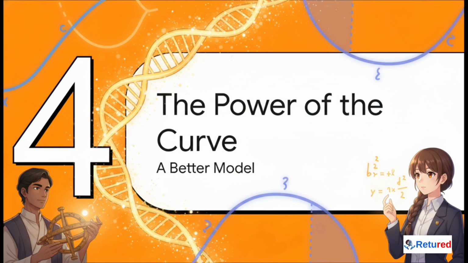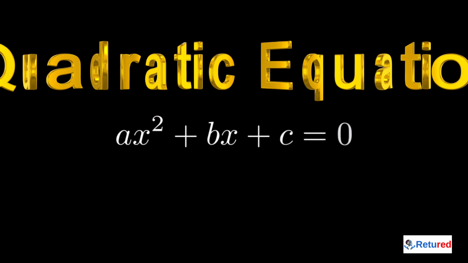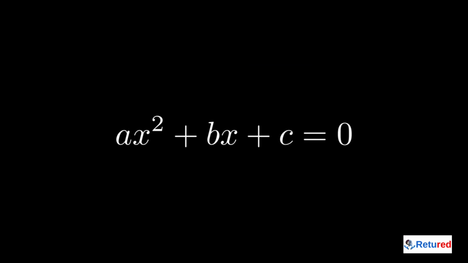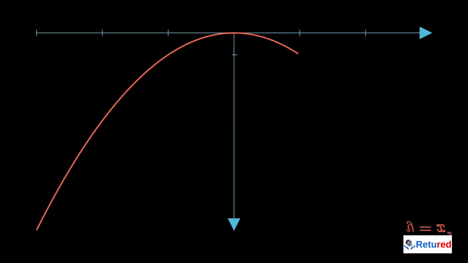It's time to unlock the secret of the curve. This is it, the quadratic equation. Now, it might look a little intimidating, but its secret power is actually really simple. It's that little 2 up there, the x squared term. That single part is what gives this equation its superpower, the ability to bend. It creates that perfect curve, which we call a parabola. And this isn't just a random shape, it's the natural path an object takes when it's flying through the air.